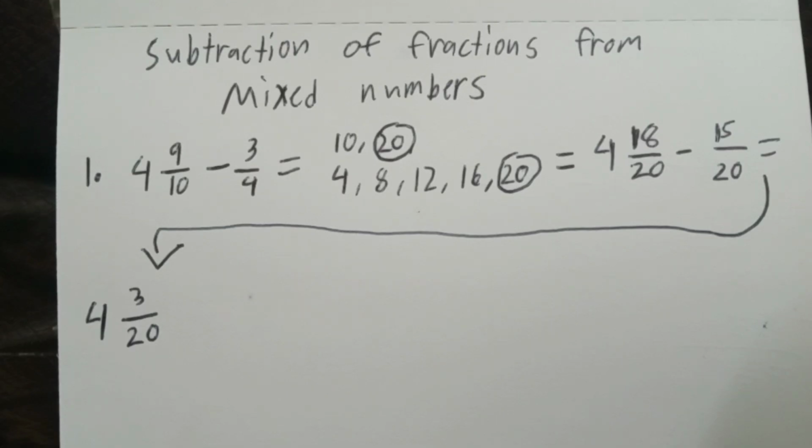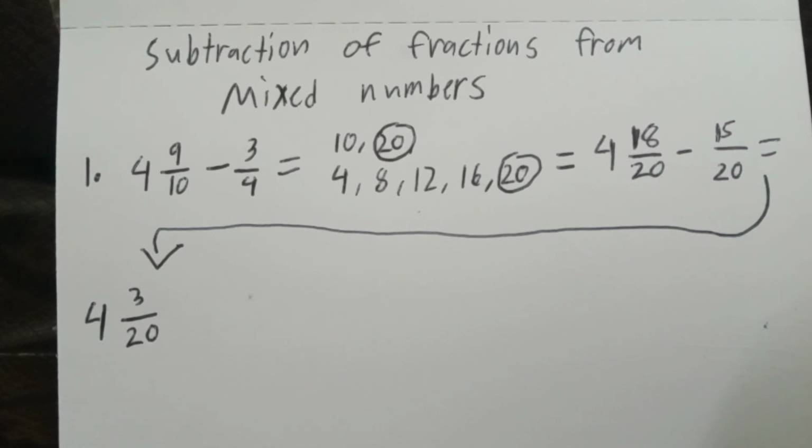And here for our sixth topic, we have subtraction of fractions from a mixed number. So as you can see here for our first example, we have 4 and 9 over 10 minus 3 over 4. Can we now start subtracting? No. Why? Because we don't have a common denominator. So what we need to do is find the least common multiple of each of the denominators.